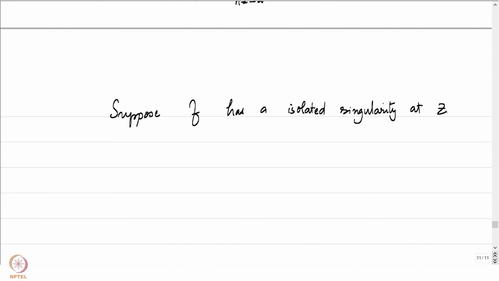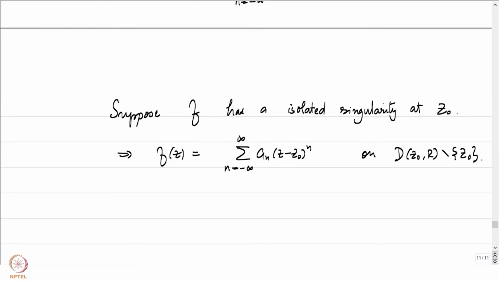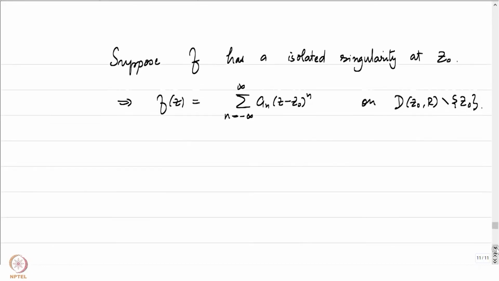At z0. What would that mean? This means that f of z is equal to the summation of a_n (z minus z0) to the power n, from minus infinity to infinity, on D(z0, R) minus the point z0. So notice that the lower radius r1 is equal to 0 and r2 is our capital R. And in that annulus, which is the punctured disk, our function f can be written in this Laurent series expansion.